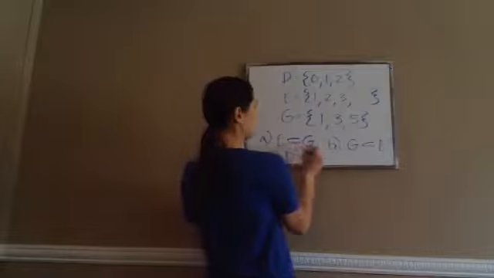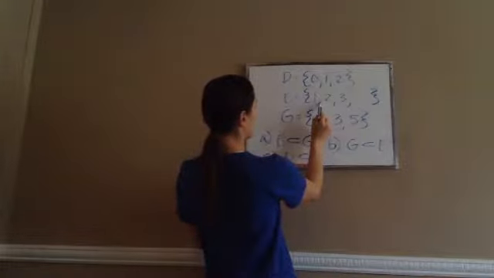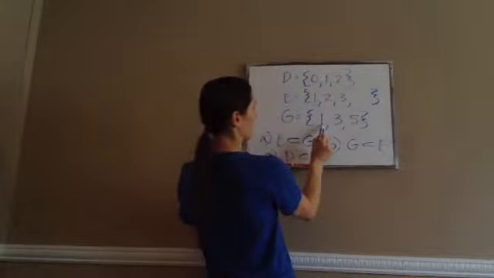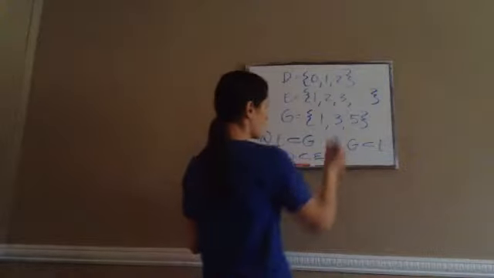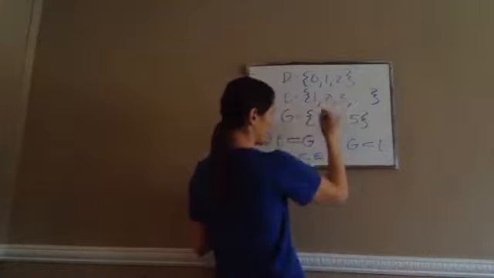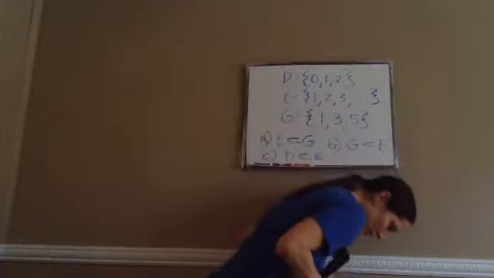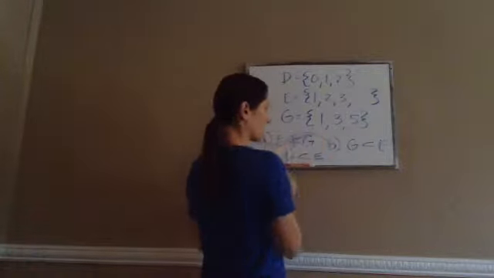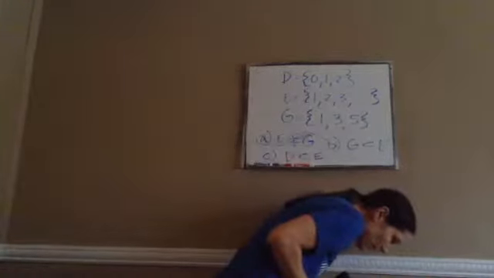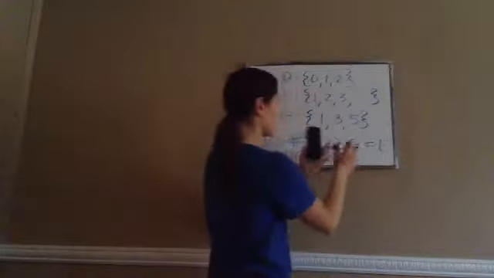Is E a subset of G? No. Because of the 2. Because E has a 2, it's not a subset of G. So we would say false. So I'm going to put an F on top of that one. Done.